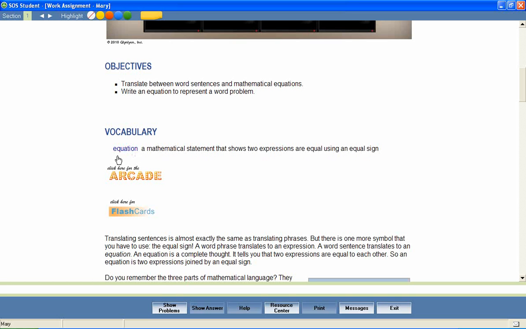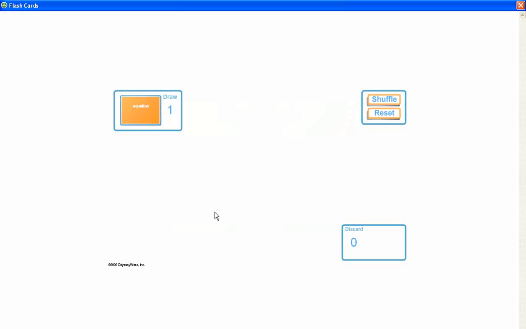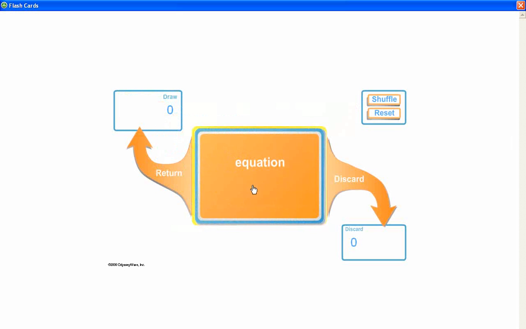Equation. In addition, the vocabulary arcade games encourage mastery of the vocabulary words by providing practice in the correct spelling of each word and in matching each word with its definition. Flashcards allow students to easily review the words and their definitions.